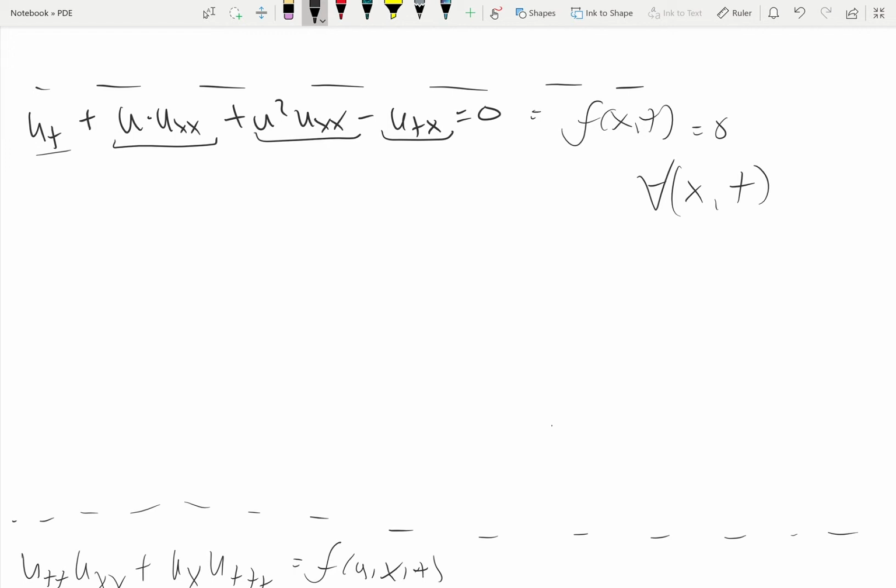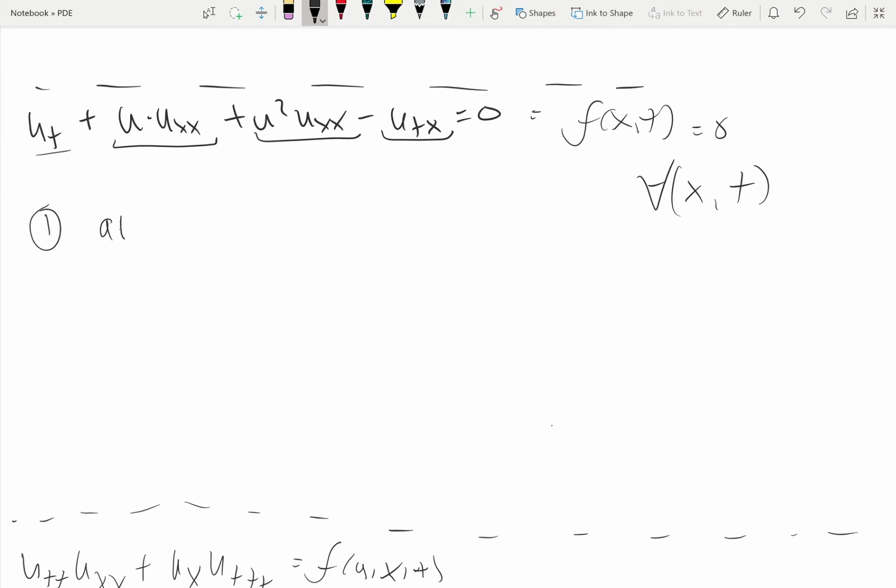Let's take a look at the left hand side, because the right hand side being homogeneous doesn't tell us anything. It doesn't tell us it's linear. Well, it can be linear, but it doesn't tell us enough. So let's take a look at the left hand side. Now we start with the highest order derivatives like we've been doing.